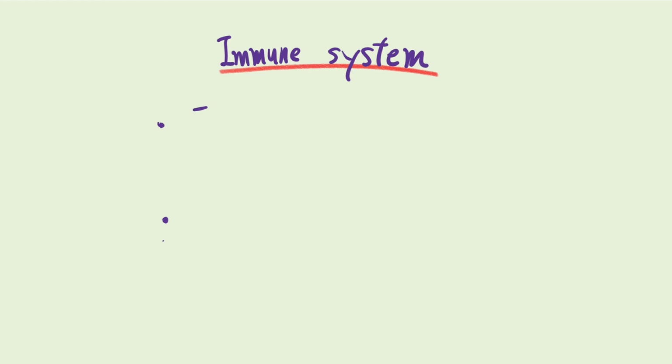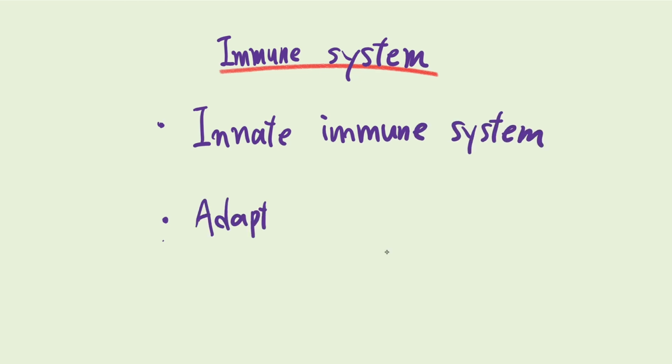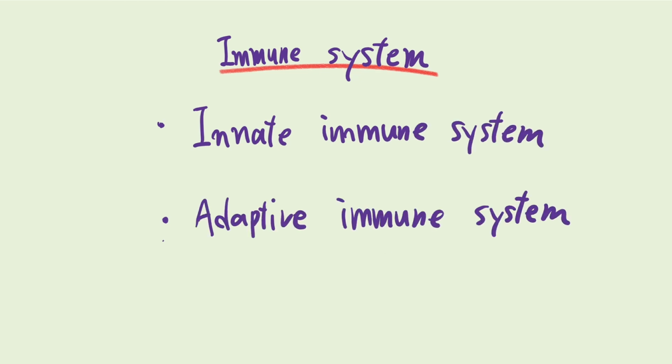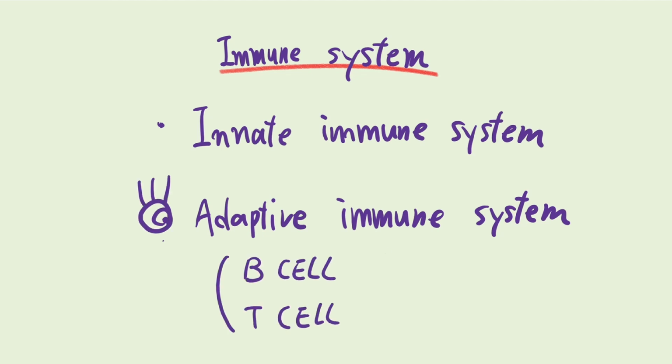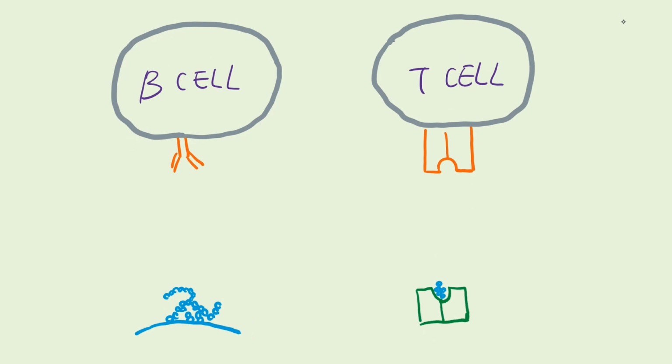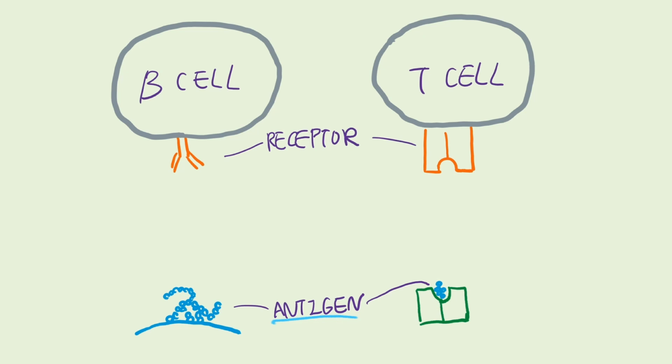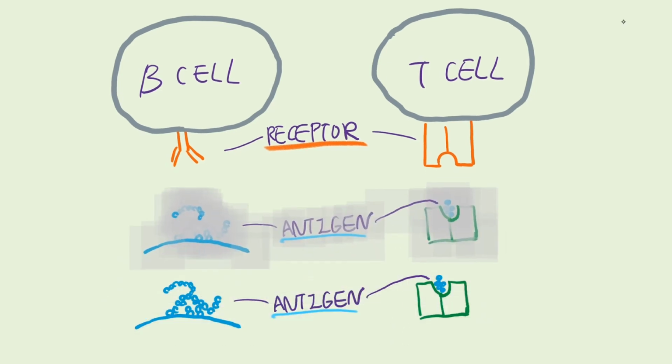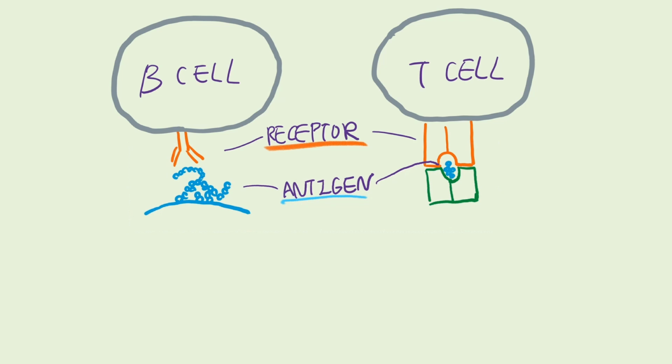As you might already know, our bodies have two types of immune systems, the innate immune system and the adaptive immune system. And today we'll be discussing the adaptive immune system, which consists of B cells and T cells. The main function of B cells and T cells is to bind to antigens and to help their removal from our bodies. In order to do that, B cells and T cells have specific receptors. And as you can see here, these receptors differentiate each pathogen by its antigens.